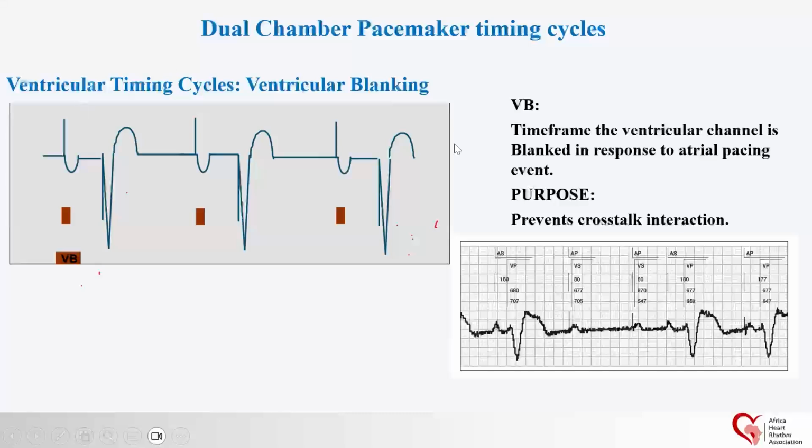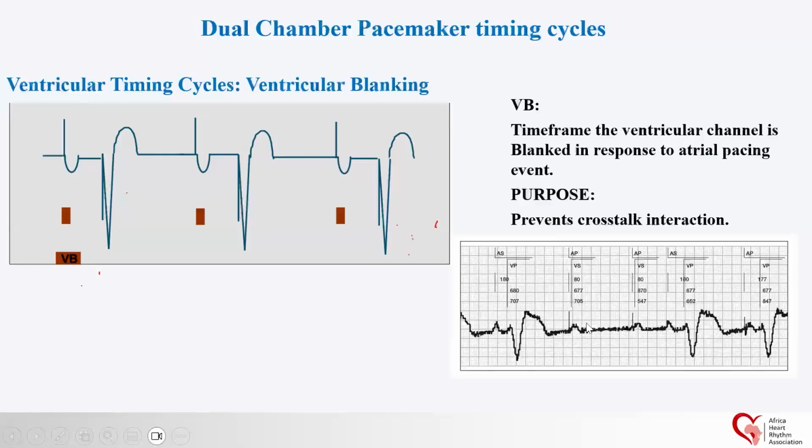So for the ventricle channel, we have this ventricle blanking. This ventricle blanking is to avoid crosstalk interaction. As we can see here, we have an atrial-paced event. So when we have an atrial-paced event, we don't have any event in the ventricle. Like that, we don't have any event in the ventricle. So why?